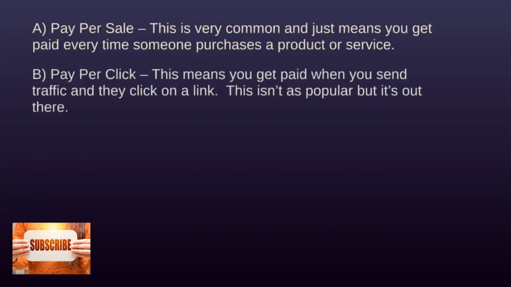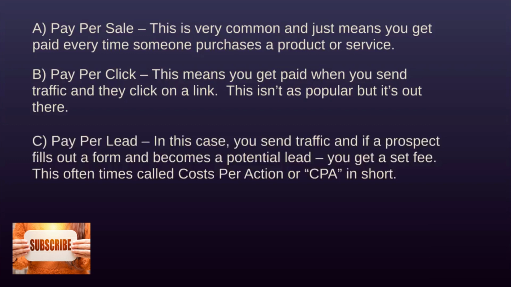The second type is pay per click. This means that you basically get paid every time somebody clicks a link. Let's say you send 1,000 people and out of 1,000 people, 100 people click. And the vendor says, okay, for every click that you send, I will give you $1. So out of 1,000, you get 100 clicks, that's $100, right? Now this isn't as popular, but it's out there. So I just want you to be aware of it.